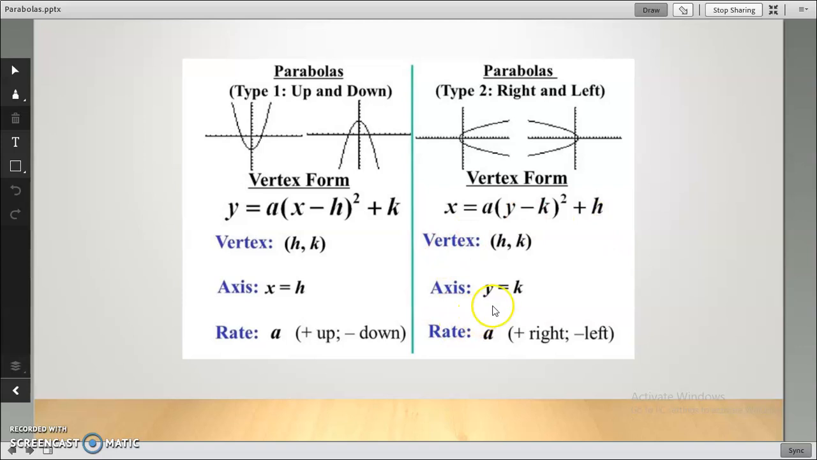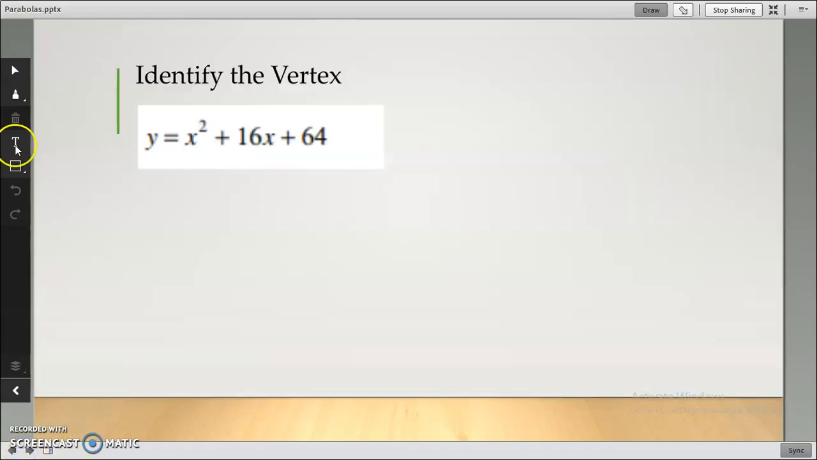The axis is y equals k instead of x equals h because it's shaped differently. And then the rate, or again the focal length, is a. So let's do an example.